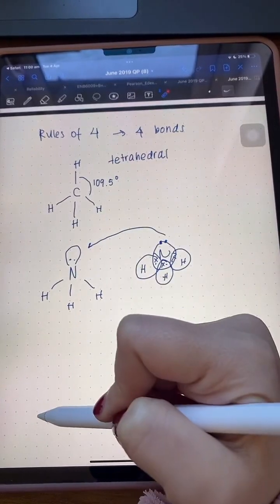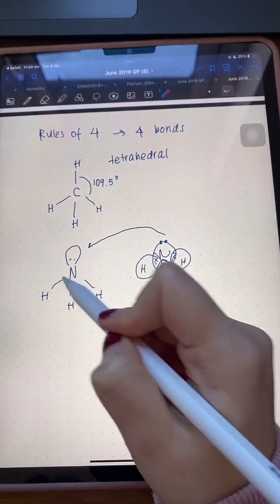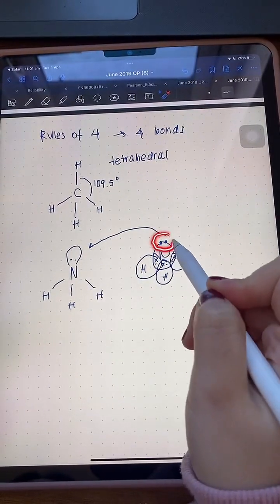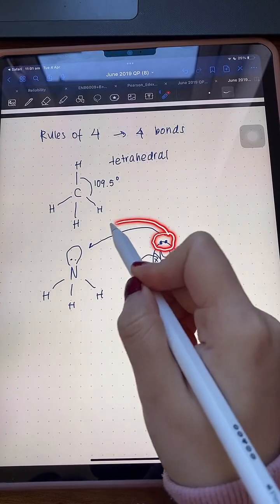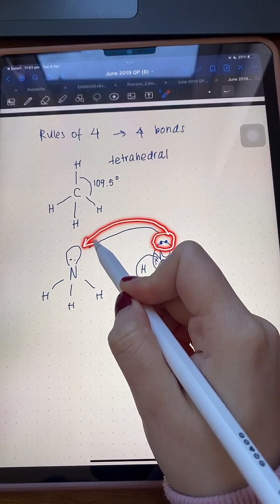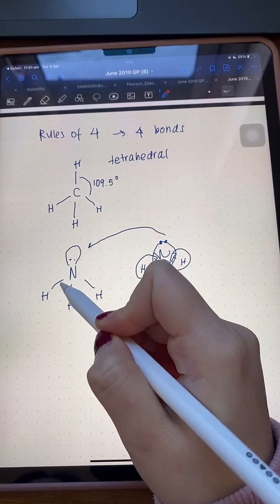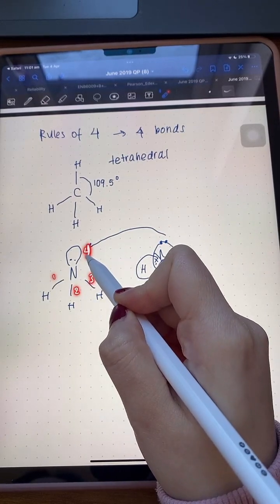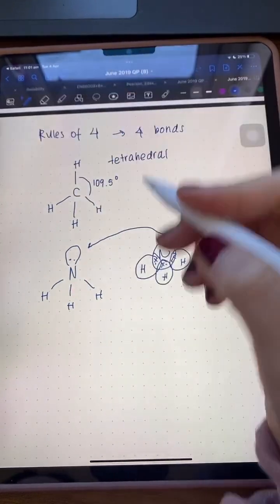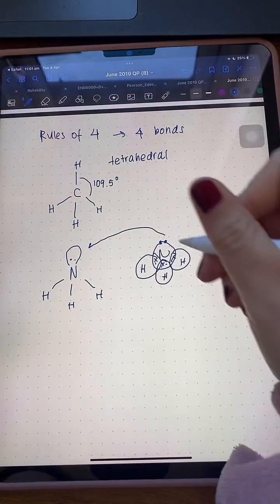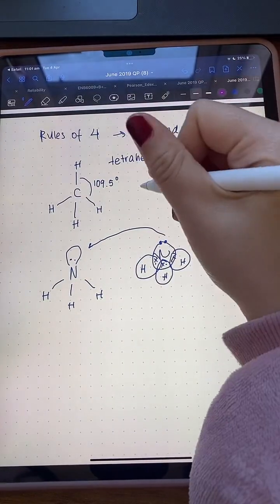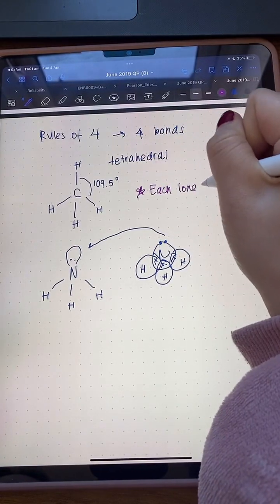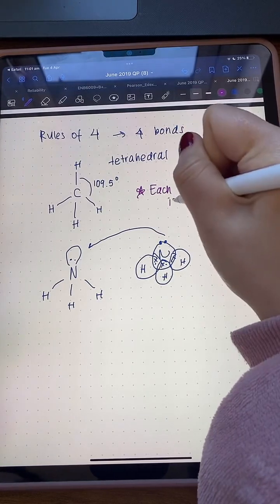So the next one that we have, again, is the ammonia. Why does it have a lone pair? You can draw the dot cross and see that there is a lone pair there. That means you have 1, 2, 3, 4 bonds, but the last bond is a lone pair. This one is what you need to know: each lone pair is minus 2.5 degrees.